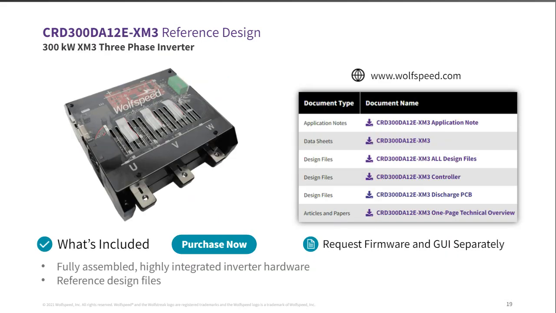So the next reference design is the 300 kilowatt 3-phase inverter. This has been around for a few years, ever since we've released the XM3 module, but it's been quite popular as it's a very power dense solution for 300 kilowatts. This is actually available for purchase as well. And what you get is what you see here, the fully assembled, highly integrated inverter hardware. And again, not just the hardware, but you can download the design files for free.